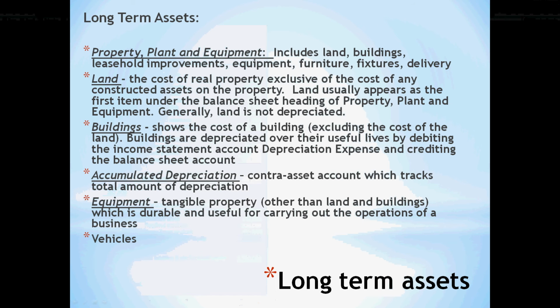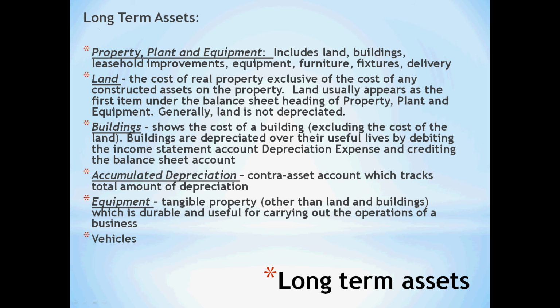So long-term assets are property, plant, and equipment. It includes land, buildings, leasehold improvements, equipment, furniture, fixtures, delivery. Land is the cost of real property exclusive of the cost of any constructed assets on the property. Land usually appears as the first item under the balance sheet heading of property, plant, and equipment. Generally, land is not depreciated. Buildings show the cost of a building excluding the cost of the land.